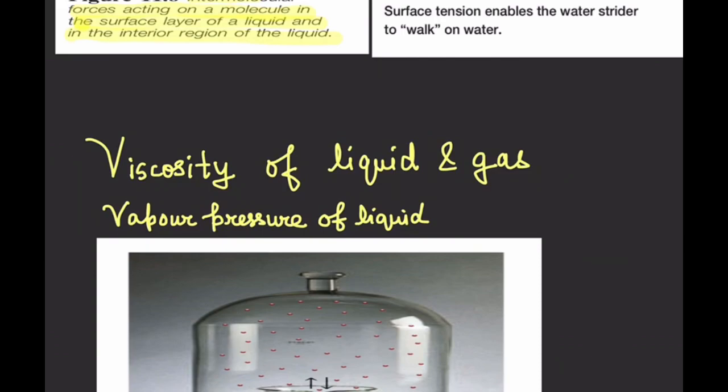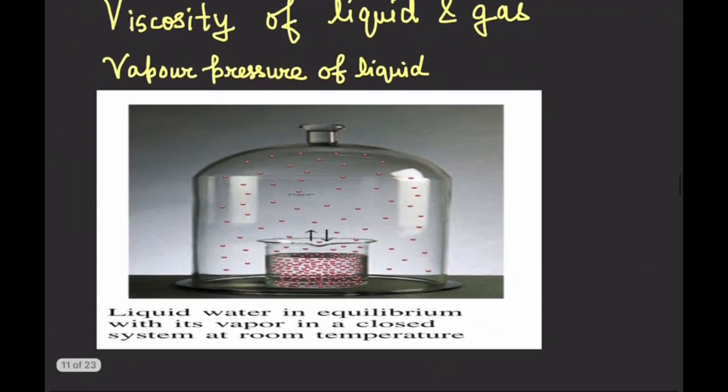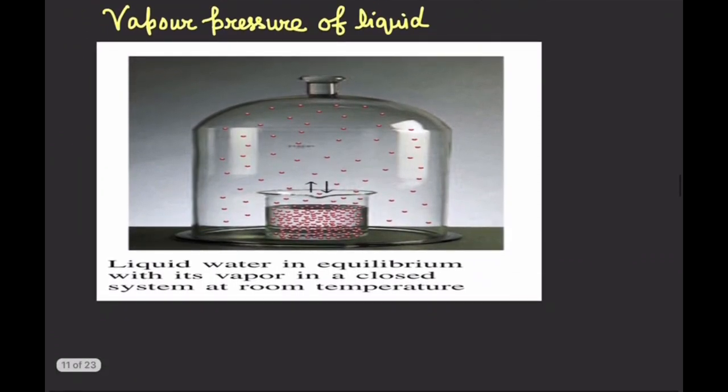Vapor pressure of a liquid, like if I am talking about water, if the interactive forces between water molecules are more, then the molecules present at the surface have less tendency to go into the vapor state. If the interactive forces between the liquid molecules are less, it can easily vaporize. The vapor pressure also depends on intermolecular forces of interaction.